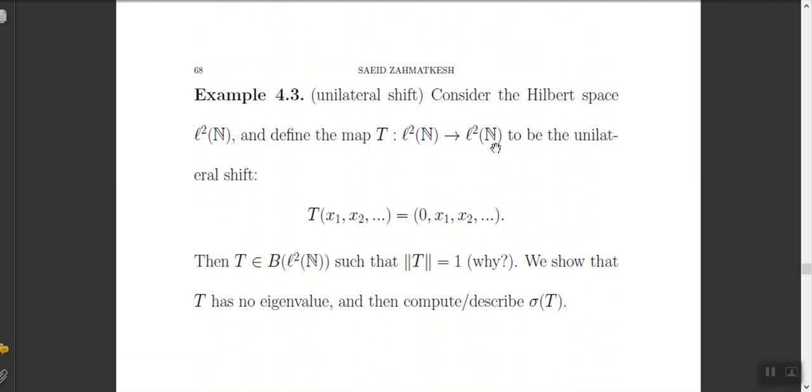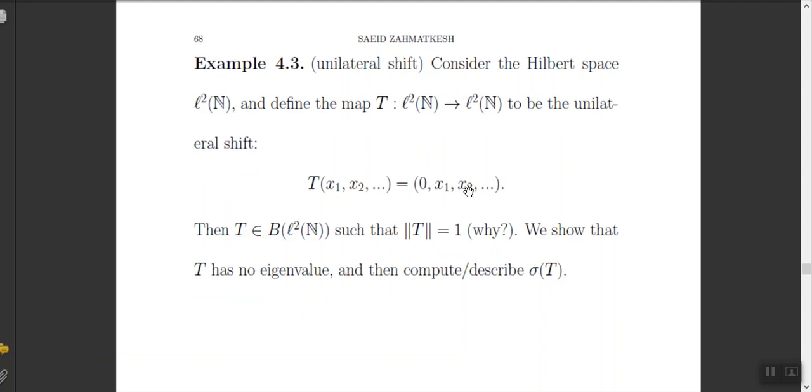Okay, we have this Hilbert space L2(N), and define this map T on L2(N) like this. T maps every sequence (x1, x2, x3, ...) to (0, x1, x2, x3, ...). We can show that T is a bounded linear operator on L2, which is called the unilateral shift.